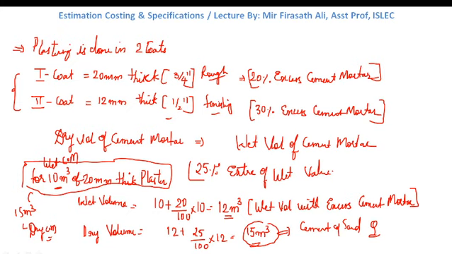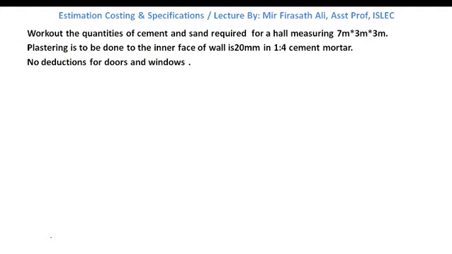Now, let us see one numerical example on how to calculate the plastering. So, this is the question given to us: work out the quantities of cement and sand required for a hall measuring 7 meters by 3 meters by 3 meters. Plastering is to be done on the inner face of the wall, 20 mm thick in 1:4 cement mortar.